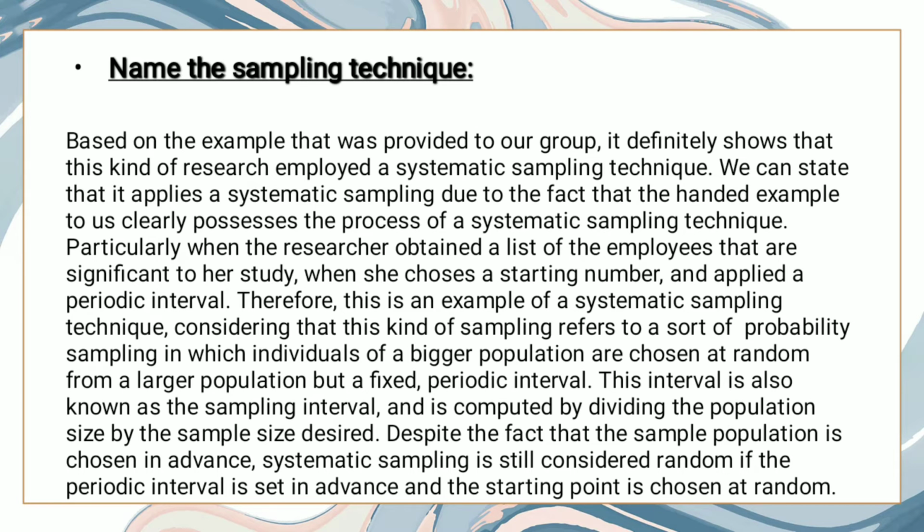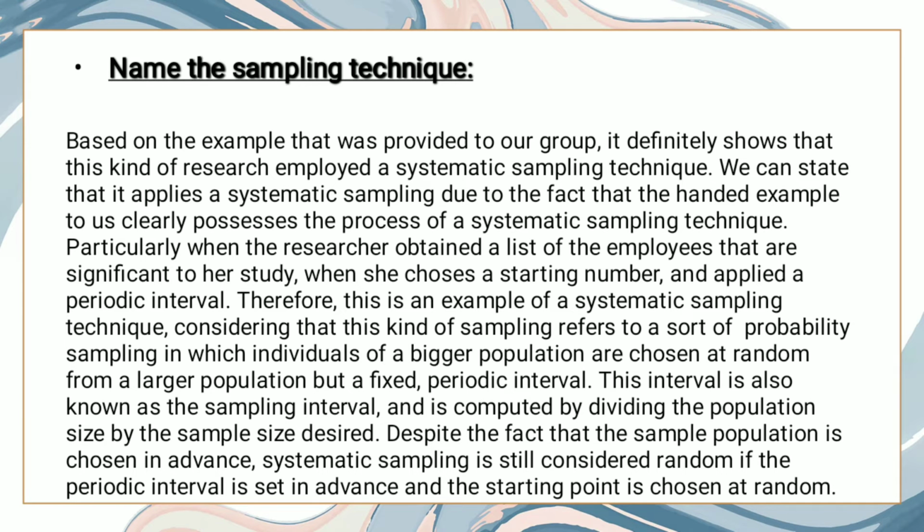So based on the example that was provided to our group, it definitely shows that this kind of research employed a systematic sampling technique. We can state that it applies systematic sampling because the example handed to us clearly possesses the process of a systematic sampling technique, particularly when the researcher obtained a list of the employees that are significant to her study, chose a starting number, and applied a periodic interval.